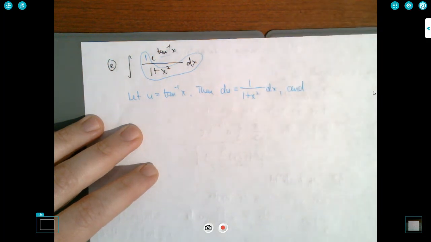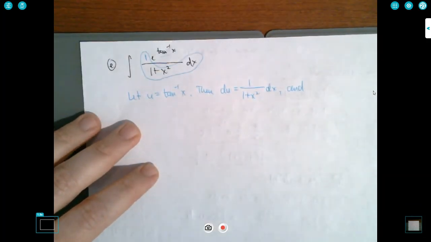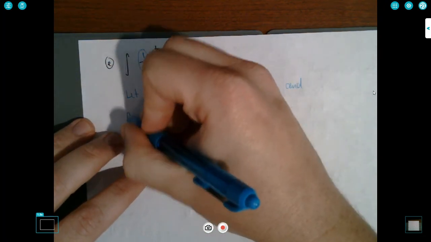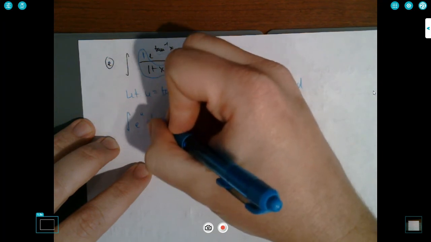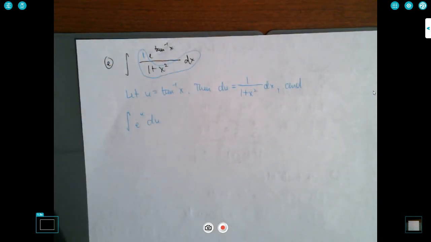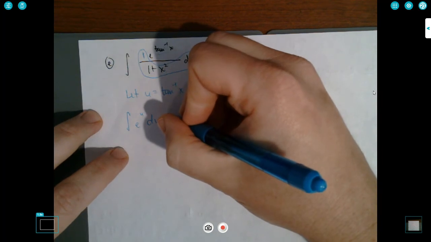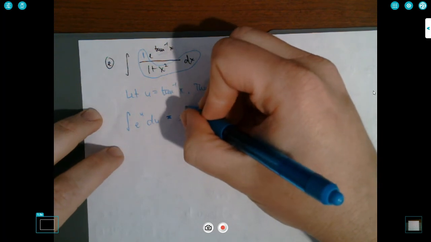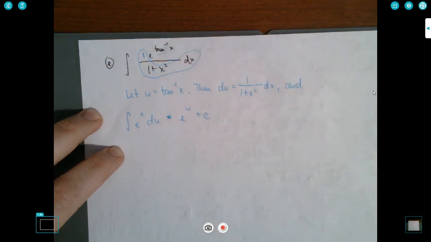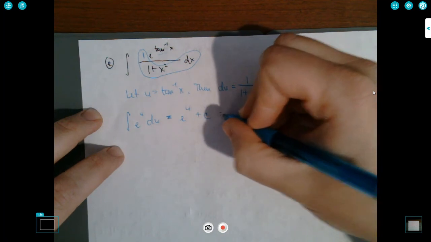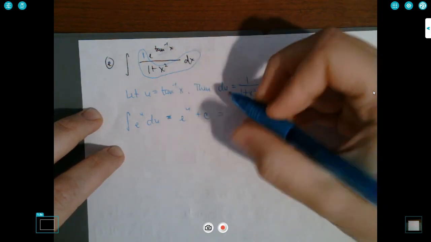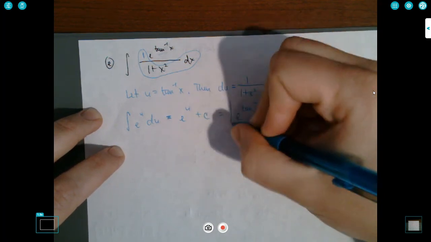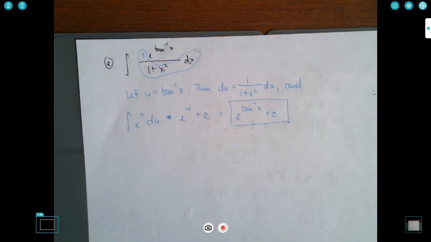And we get the integral of e to the u du. It just simplifies all the way down to there. Integral of e to the x is, again, you should just know that that's e to the x, or in this case, e to the u, I suppose, plus c. And so if I replace u with tangent inverse of x, it would be e to the tangent inverse of x plus c. Okay, and that's all there is to that one.